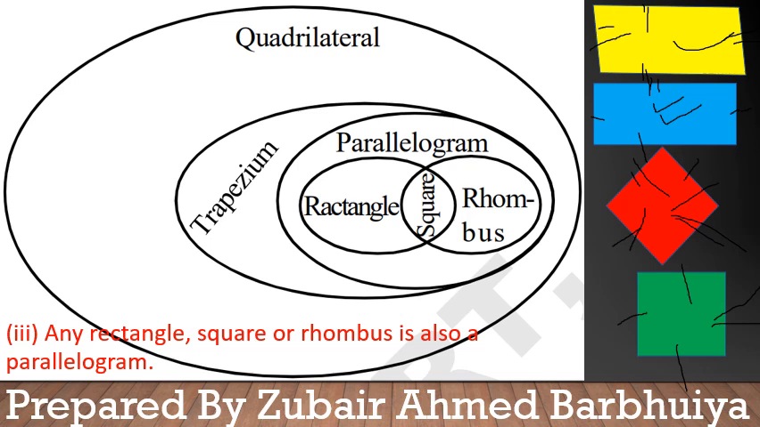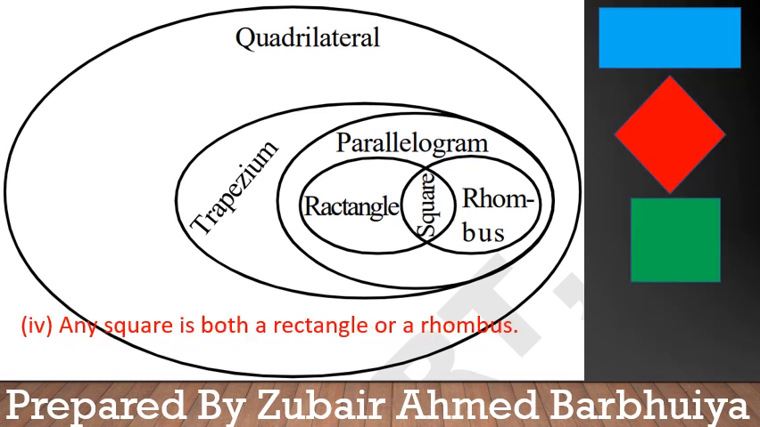So what will happen? Any rectangle, rhombus or square is also a parallelogram. We can say all squares are parallelograms, all rhombuses are parallelograms, all rectangles are parallelograms.